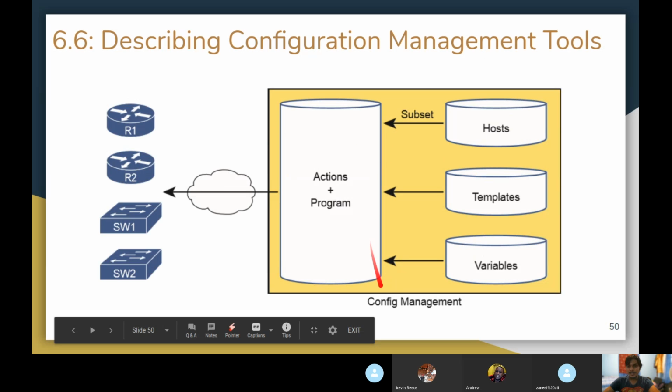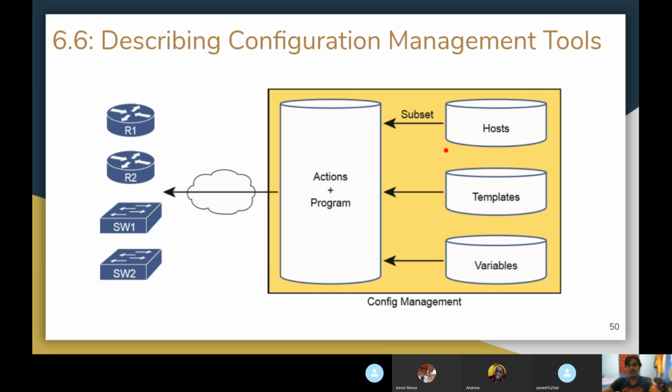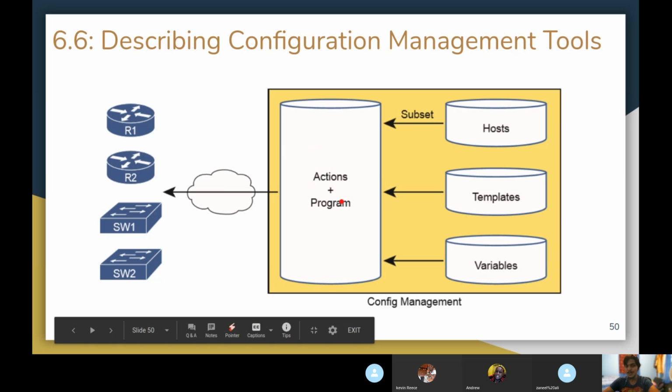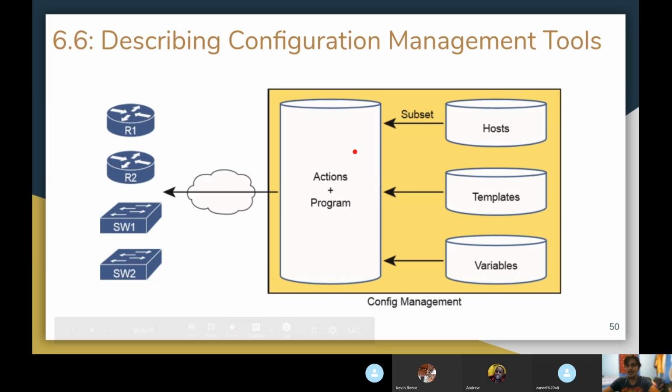So this is what we're talking about here, right? We have this thing called the config management tool, and we're going to take our subset of hosts. So whatever host machines we want to affect, we put that into our actions and program. So whatever tool we're using, we specify that somehow in that program. We also specify the template, so we know the master template that we want to change and, well, that we don't want to change, sorry.